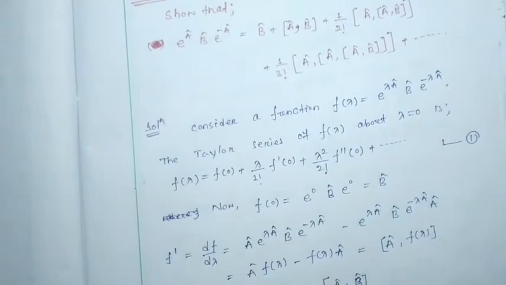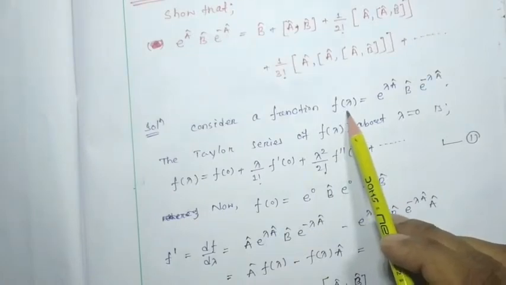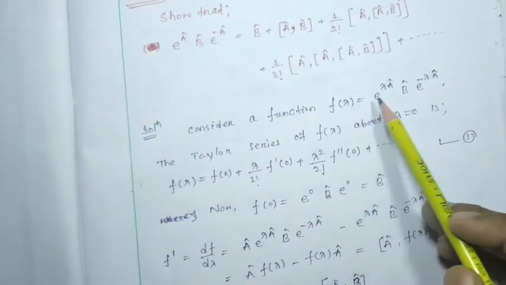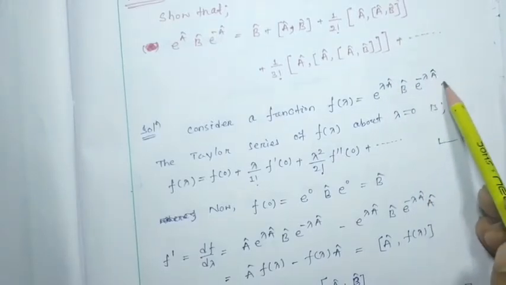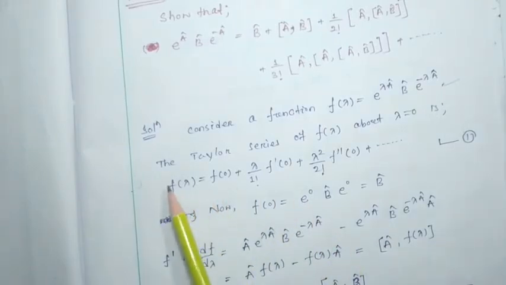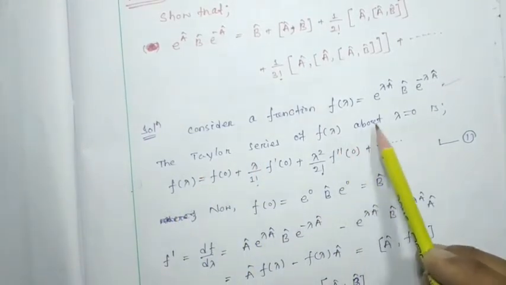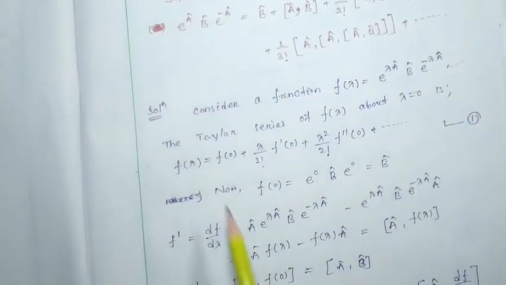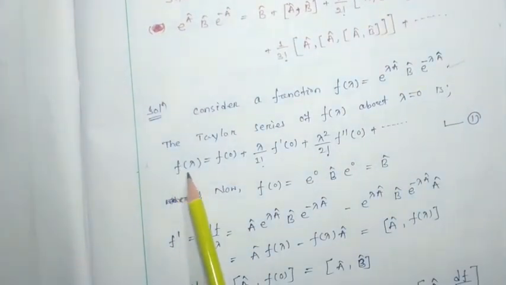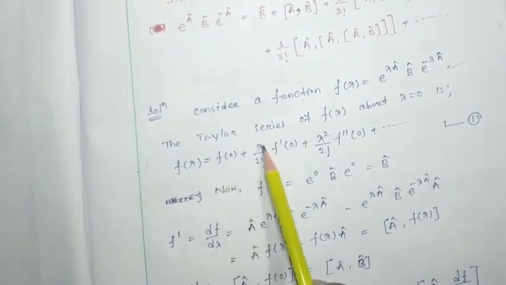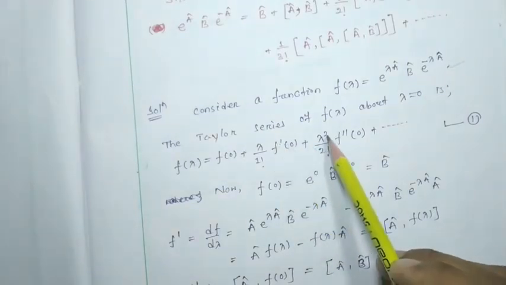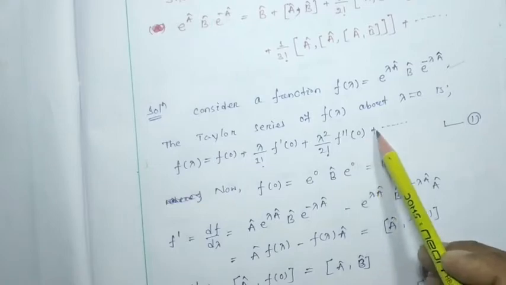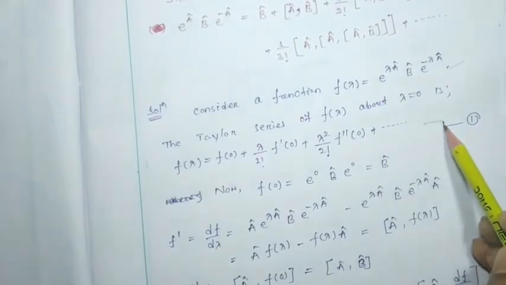To solve this question, we have to consider a function f of lambda as e to the power lambda a cap b cap e to the power minus lambda a cap. This function we have considered here. Now the Taylor series of f of lambda about lambda 0 will be written as f of lambda equals f of 0 plus lambda by 1 factorial f dash 0 plus lambda square by 2 factorial f double dash 0 and so on. Let this be equation number 1.